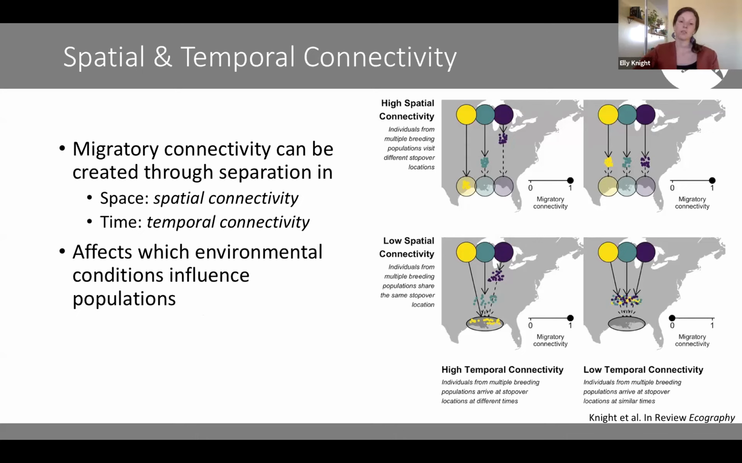So when migratory connectivity is spatial, populations can be influenced by conditions that vary in space. So in our example here, different population trends could be caused by differing levels of foraging ground habitat loss between the 3 population-specific stopover areas. When migratory connectivity is temporal, populations can be influenced by conditions that vary in time. So they may be using the same stopover area, but because they're moving through it at different times, they're still subject to pressures that vary temporally, like inclement weather or pesticide application.